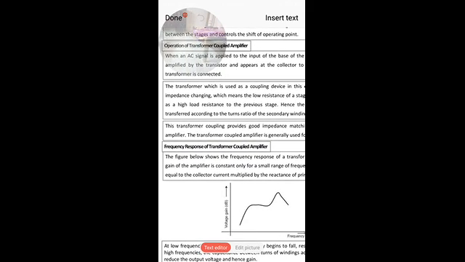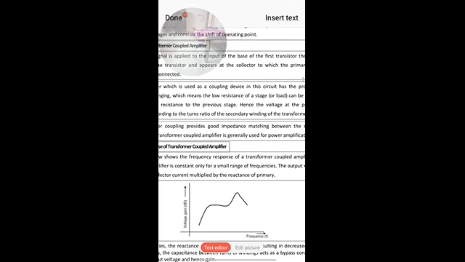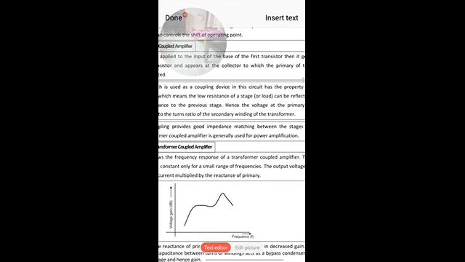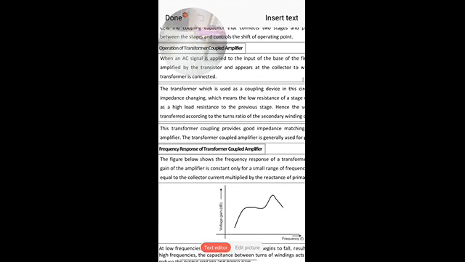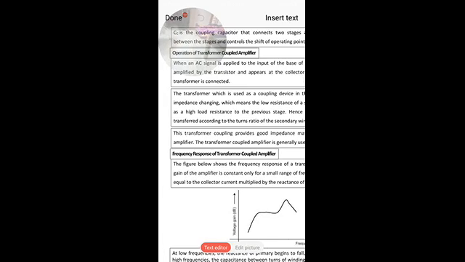So once again we'll see the operation of a transformer coupled amplifier. When an AC signal is applied to the input, that is the base of the first transistor, it gets amplified by the first stage amplifier and appears at the collector, where the primary of the coupling transformer is connected.